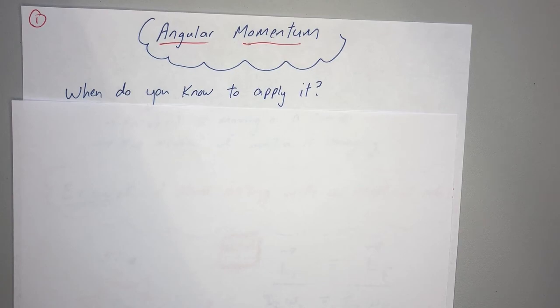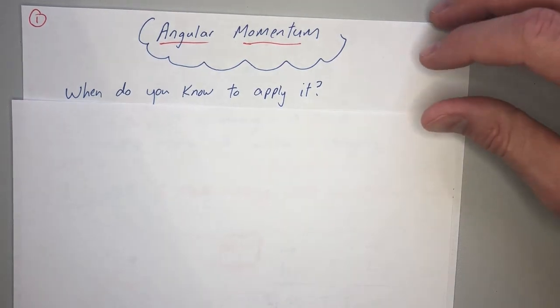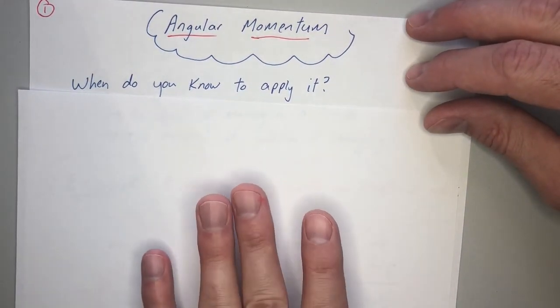So momentum, we used to use pi equals pf, and we'd say, oh, if there's a collision or a collision in reverse, we're going to use conservation of linear momentum. But angular momentum is just a little bit different, and so that's what we're going to talk about in this video here. So when do you apply concepts of angular momentum?